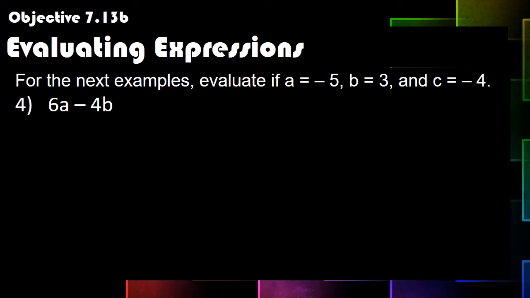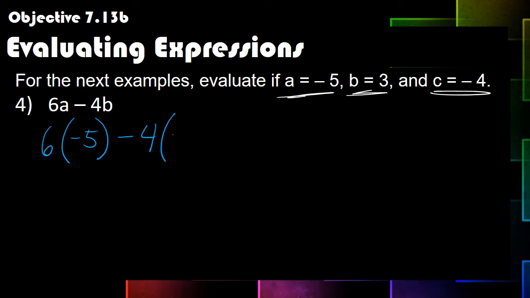So for 4, 5, and 6, we're going to use these values. A is equal to negative 5, B is equal to 3, C is equal to negative 4. So let's go ahead and work this out. The first step is we're going to fill in the values for A and B in 6A minus 4B. So we have 6 times our value for A, negative 5, minus 4 times our value for B, 3. And let's go ahead and do our order of operations. So 6 times negative 5 will give us negative 30, minus 4 times 3 gives us 12.